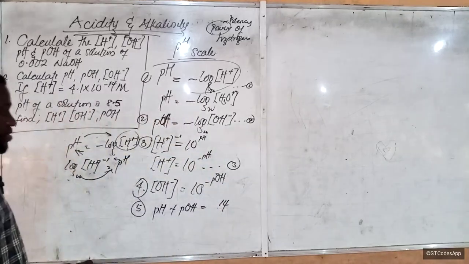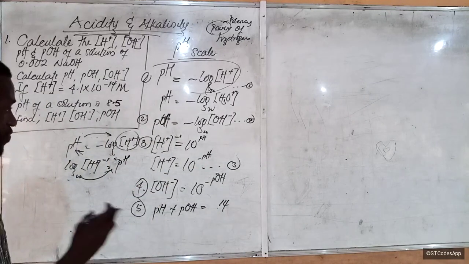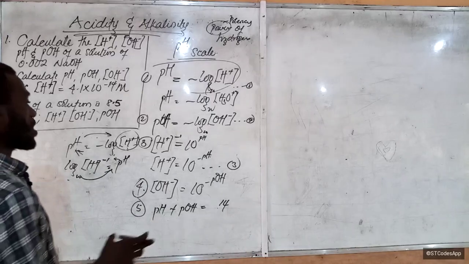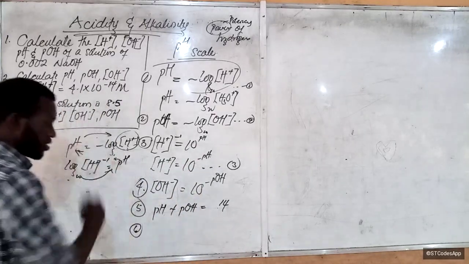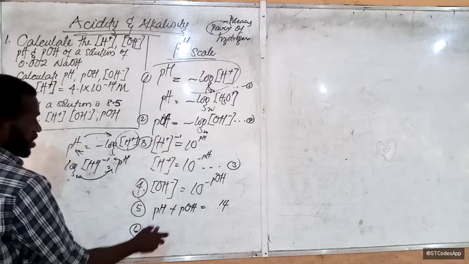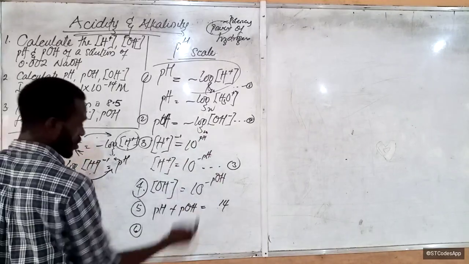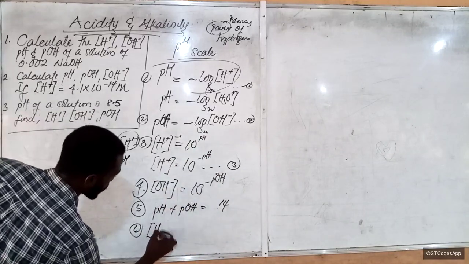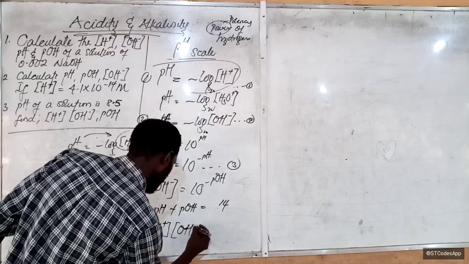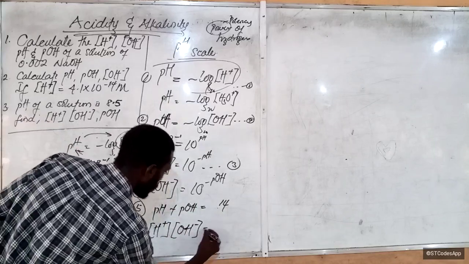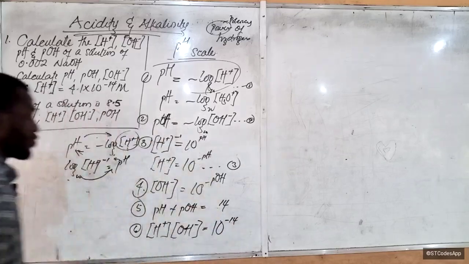Well, that value is not necessary. So pH plus pOH is equal to what? 14. Now, from what we have here, using our knowledge of logarithm, we can have a sixth equation. Since this value plus this value gives 14, it definitely means that the concentration of H plus times the concentration of OH minus will give us 10 to the power minus 14.